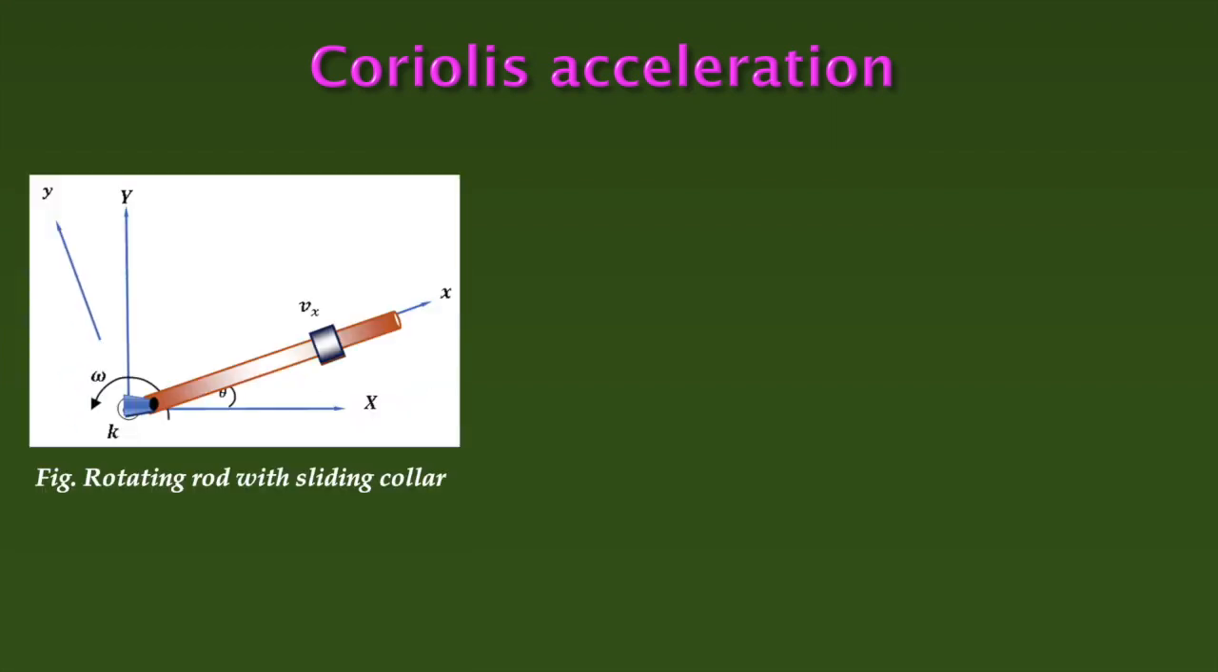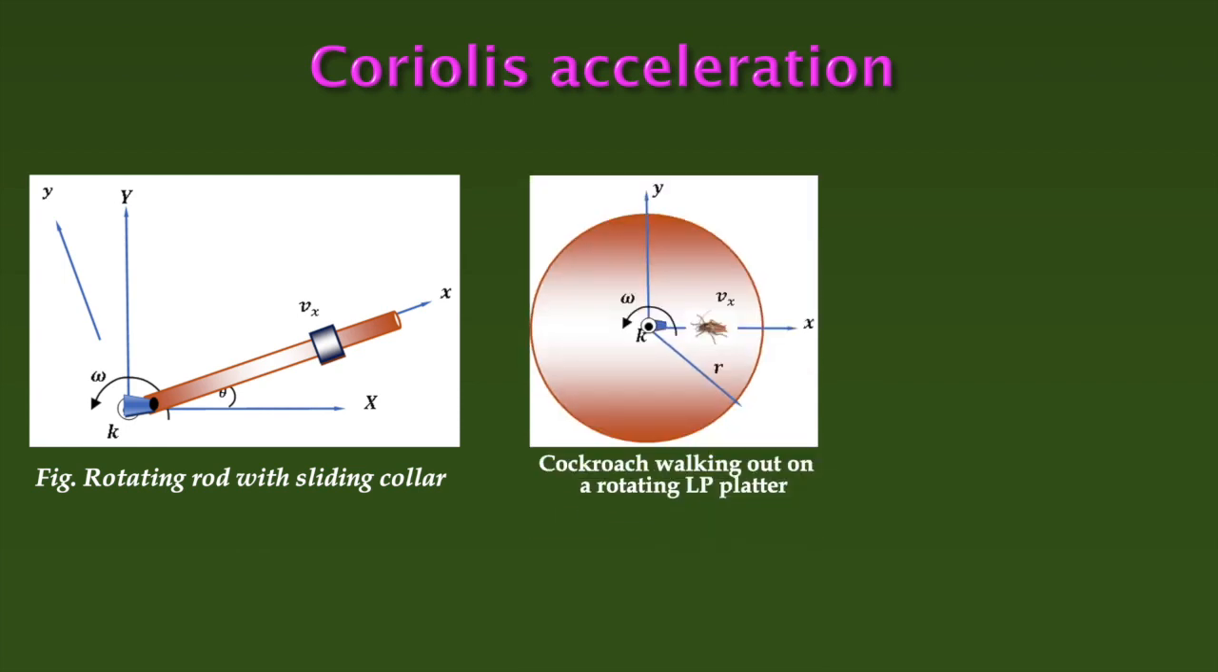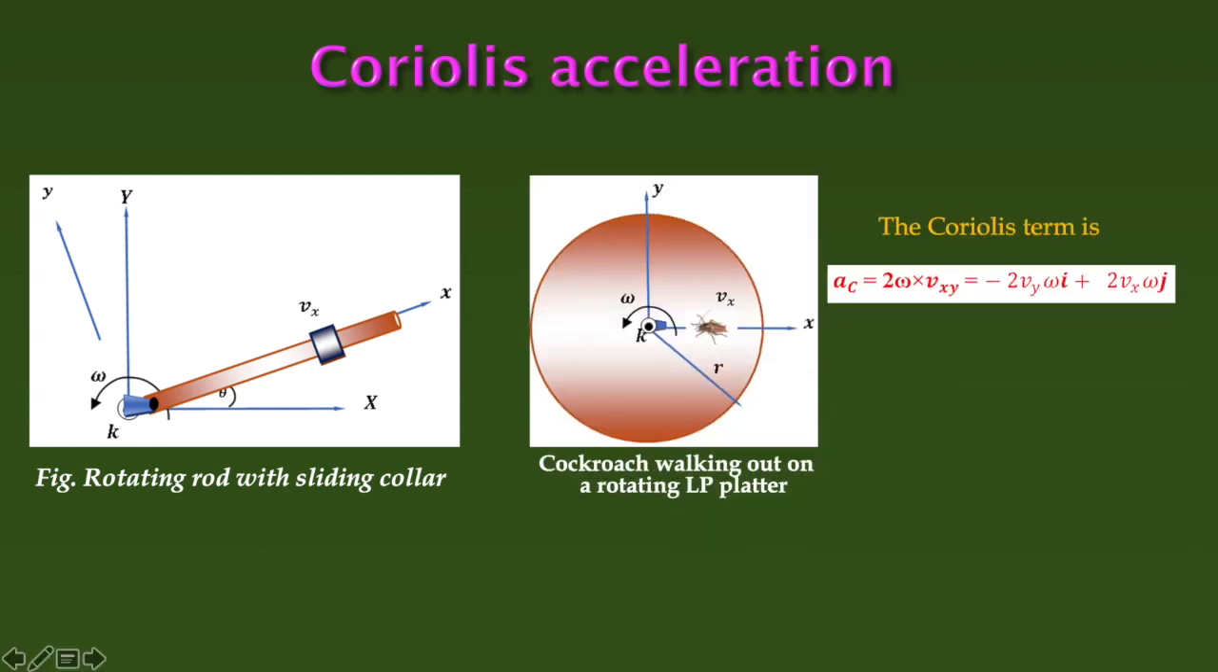Now, it is the Coriolis component of acceleration. So what is this Coriolis component of acceleration? You notice there are two components of velocity in this Coriolis acceleration. One is the angular motion, another is the linear velocity. It can be explained with this simple structure: a collar, this is a collar, sliding on a rod. At the same time, the rod is rotating.